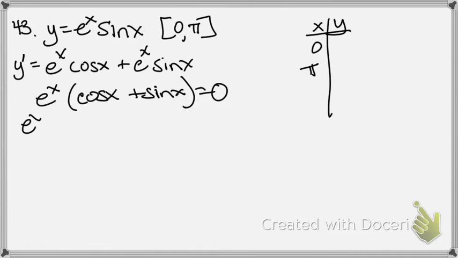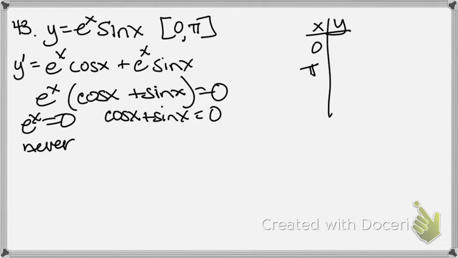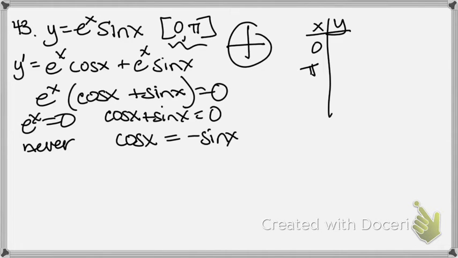Well, e to the x equals 0? Never, always positive. When will cosine x plus sine x equal 0? Well, move one of them to the other side, either one, and it's basically when cosine and sine are opposites. So where in the interval from 0 to pi on your unit circle, 0 and pi, where are the sine and the cosine the same numbers but opposite signs?